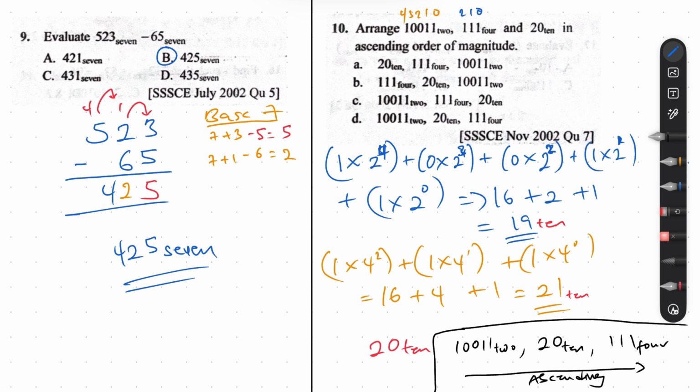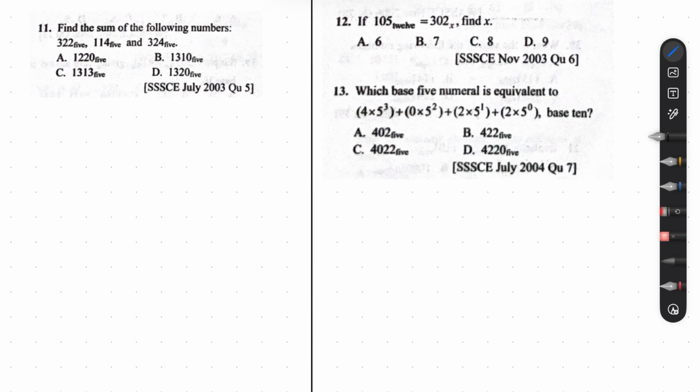Which option is that? D. Okay, cool. Let's move on to question number 11. It says find the sum of the following numbers. So we just need to add everything together, right? So let's write that: 3, 2, 2, 1, 1, 4, 3, 2, 4. We're working in base what? 5. Okay, cool. So that means anytime we get to 5, we need to start again. If you add and we get to 5, you need to start again from 1.